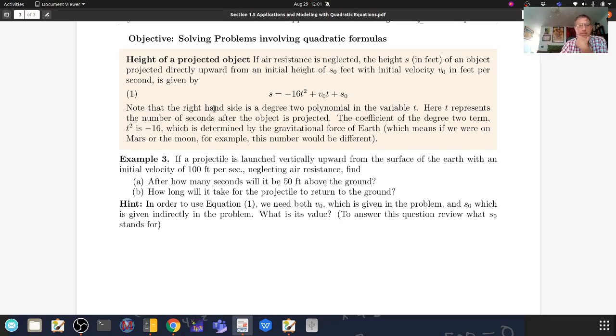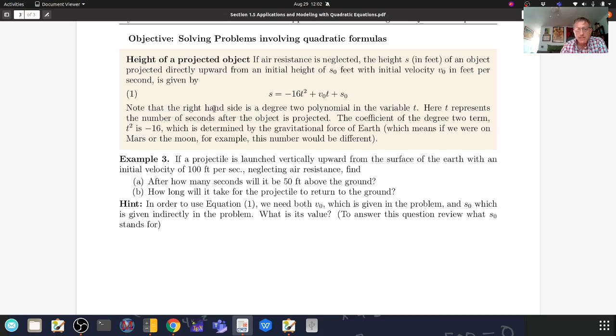So here we have a formula, the height of a projected object. So this has been known since Isaac Newton. If air resistance is neglected, we're going to pretend like the air doesn't slow anything down. The height S, so S is a height in feet, of an object projected directly upward from an initial height of S0 feet with initial velocity V0 in feet per second is given by the following formula. S is equal to minus 16 t squared plus V0 t plus S0.